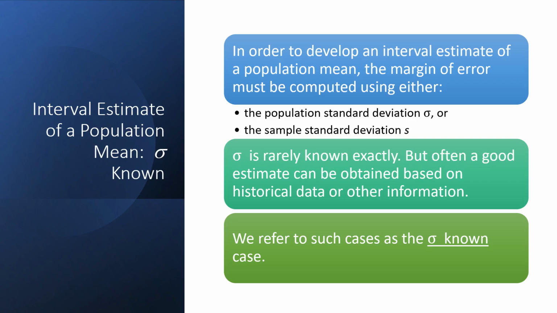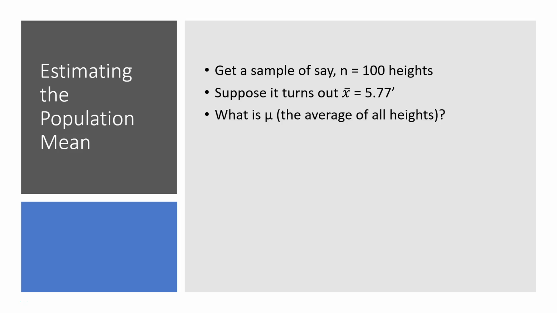And so when we do this, we rarely know sigma exactly, but oftentimes we can make an estimate based on having that long history of data. And so when you have a long history of data, you can use what we call the sigma known case to construct that confidence interval. So let's look at an example.